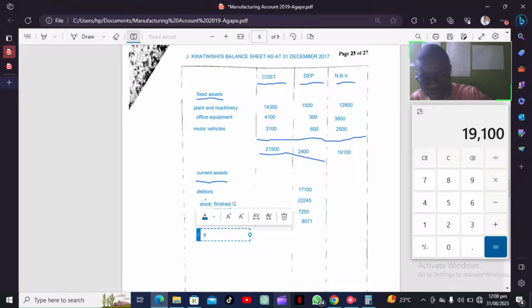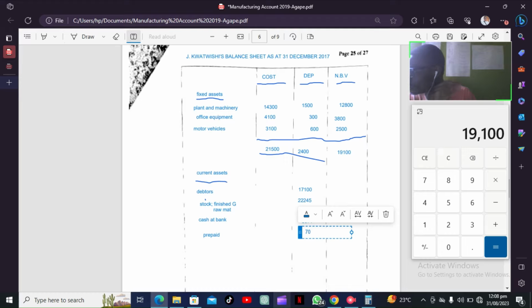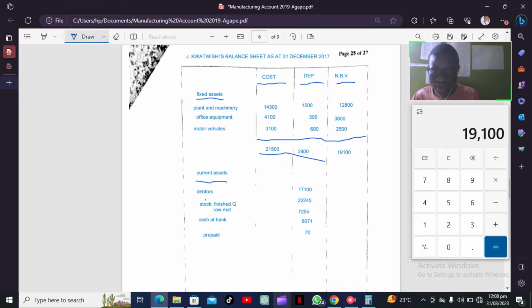Then office salaries prepaid. So we're going to write prepaid here. How much was it? So prepaid was 70 kwacha. We're going to enter our 70 kwacha here. Then now we're going to add all our current assets.